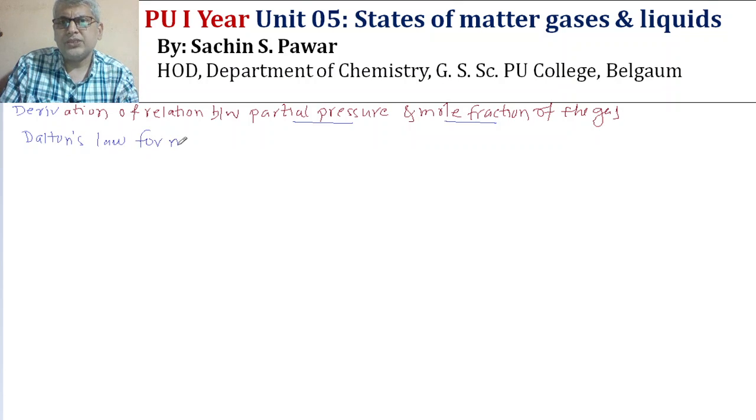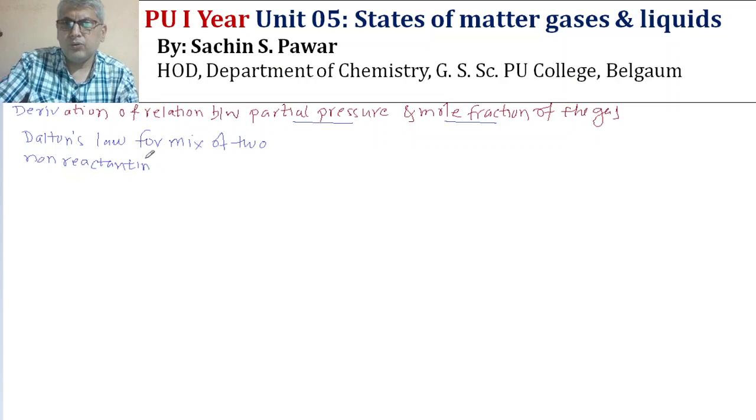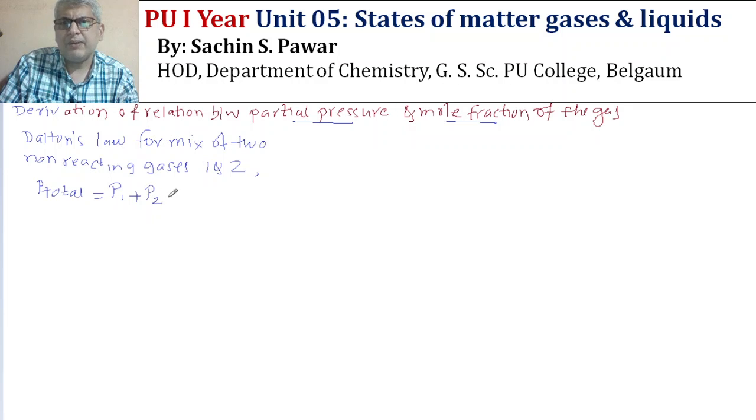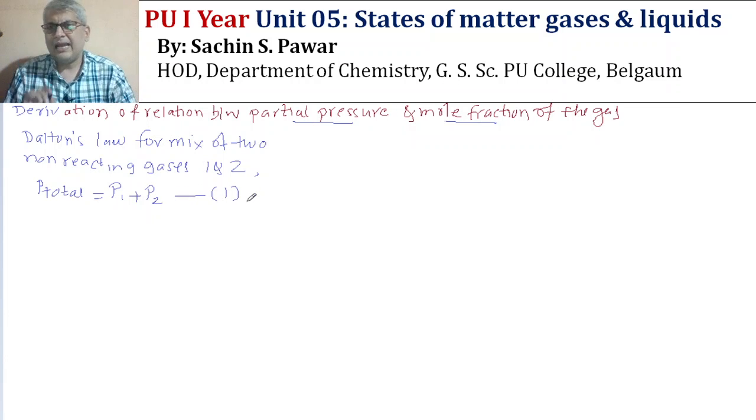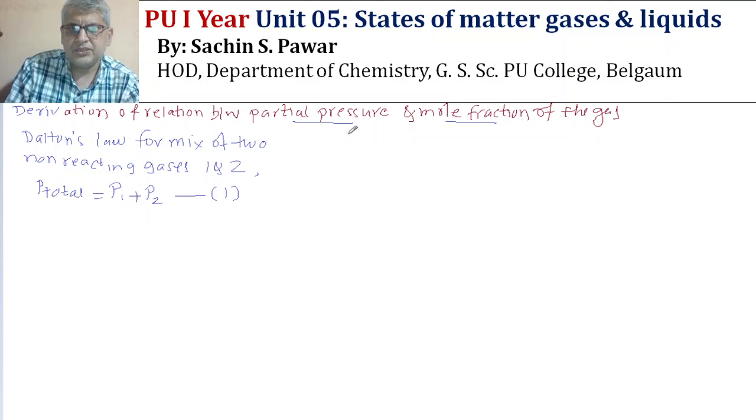for a mixture of two non-reacting gases, say 1 and 2, is: total pressure equals the partial pressure of the first gas plus the partial pressure of the second gas. This is equation number 1. I'll write it. This is Dalton's law of partial pressure. So we have got one equation containing partial pressure. Now we want an equation containing mole fraction.